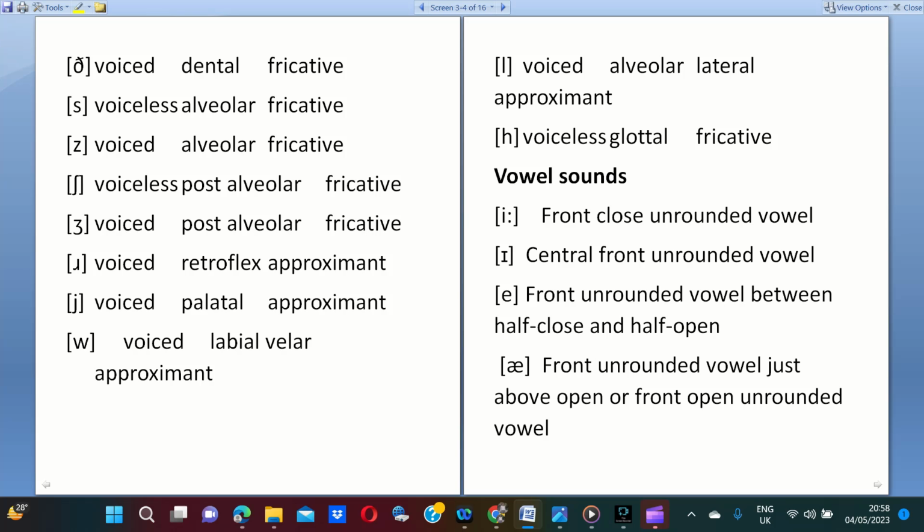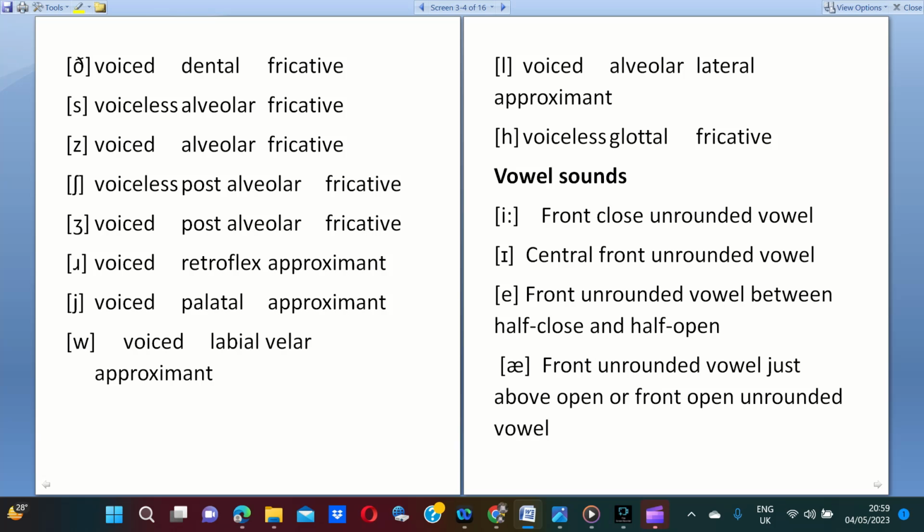Next, the central vowel. This sound occurs on the central part of the tongue. So it is called a central vowel. Next, it is a front vowel, an unrounded vowel. While producing this sound, our lips are in an unrounded position. Next, A. This sound also occurs in the front position. Unrounded vowel. Next, half open.